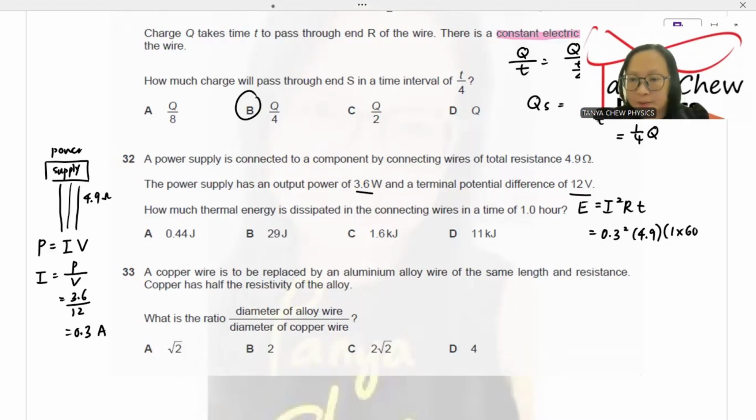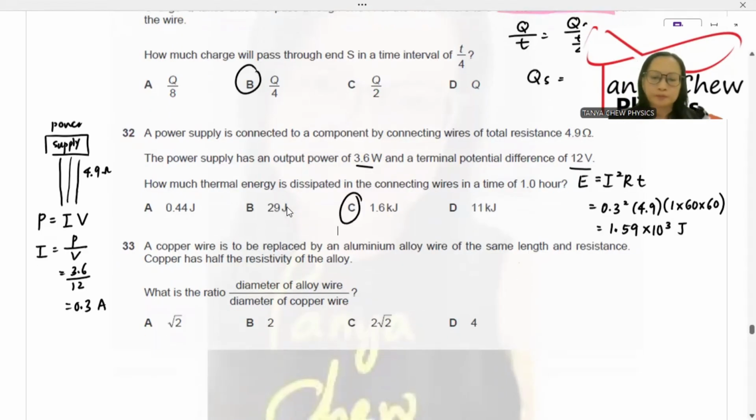1 hour is 60 minutes, and 1 minute is 60 seconds. So you have to convert to seconds, right? Because your unit of thermal energy is joules. So when you multiply 0.3 squared, multiplied by 4.9, multiplied by 60 times 60, you should get 1587, or 1.59 times 10 to the power of 3 joules. So I round it off to 1.6 kilojoules.